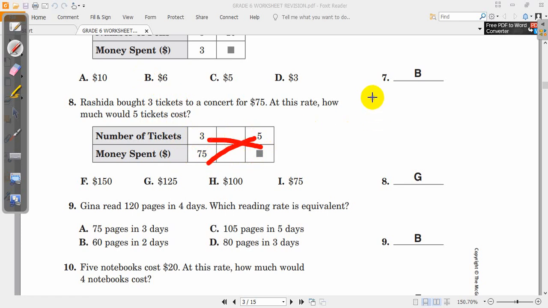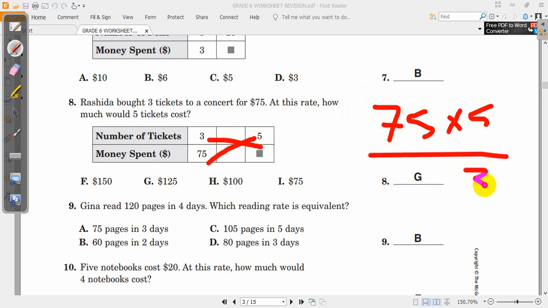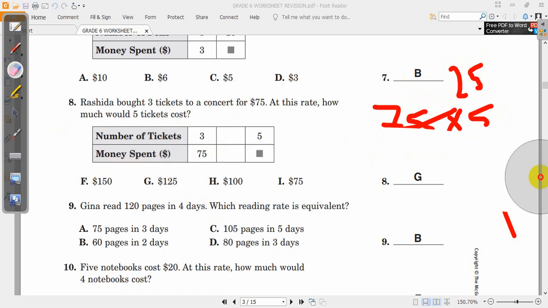Okay, so we have 75 times 5, all that over 3. Okay, 3 over 3 will equal 1. 75 over 3 will equal 25. So we have 25 times this 5 will equal, as you know, 125. So the final answer must be 125.